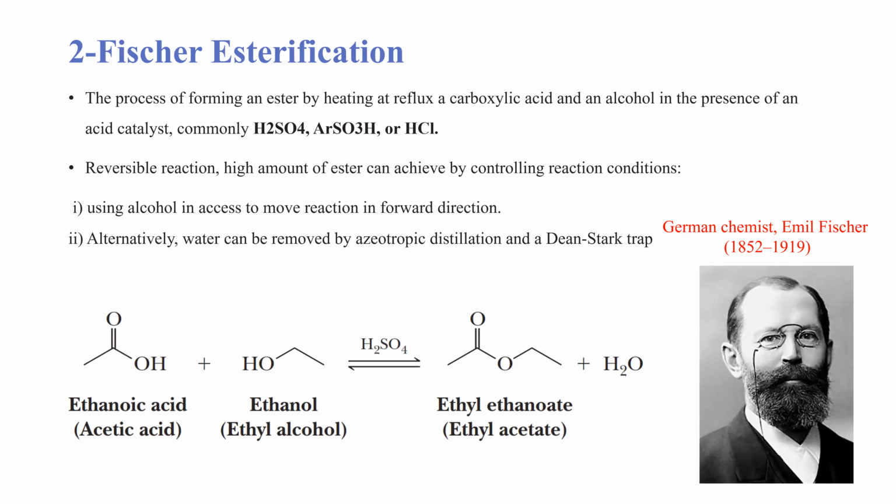So now we will go through each of these esterification methods, and we will discuss their mechanisms too. The first one is the Fischer esterification, named in credit of the German chemist Emil Fischer, who lived from 1852 to 1919. He developed this method to convert carboxylic acids into esters by utilizing acids and alcohol.